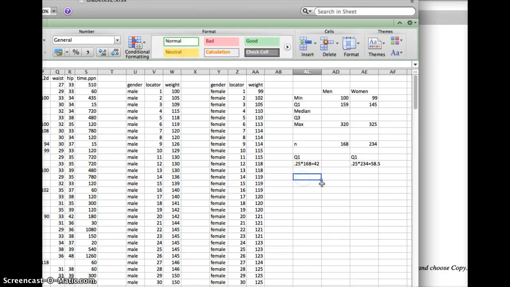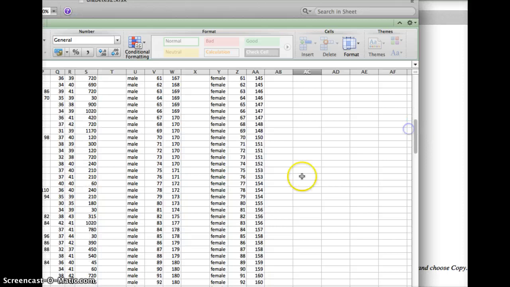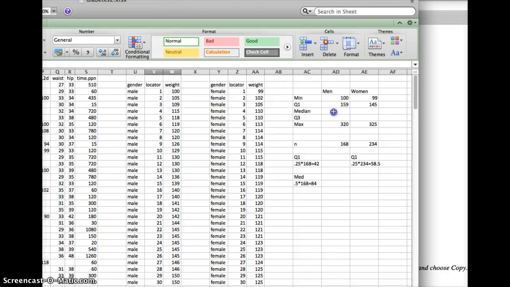Now to get the median, we take half, 0.5, and the men's n is 168. 0.5 times 168. What is that going to be? 84. So we have to average, because that's a whole number. We're going to go to the 84th man. Take half of the 84th and the 85th. Well, they're both the same. They're both 178, so that's not a problem. The average of 178 and 178 is 178.